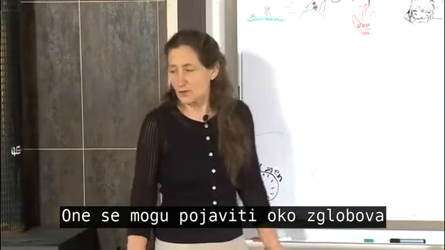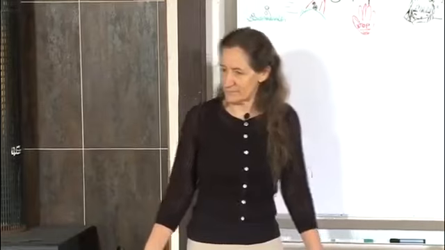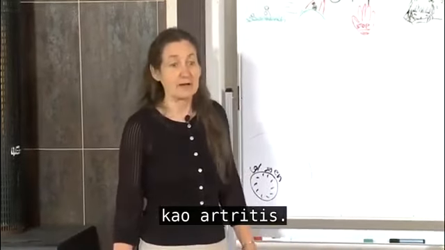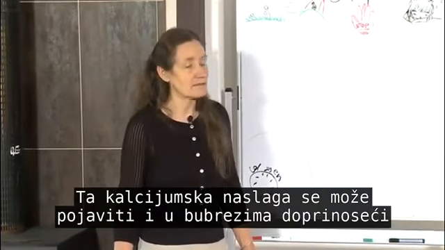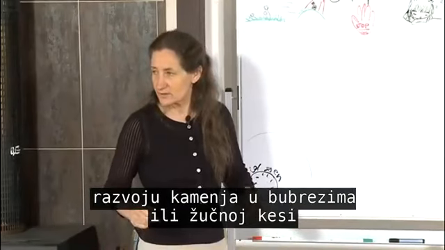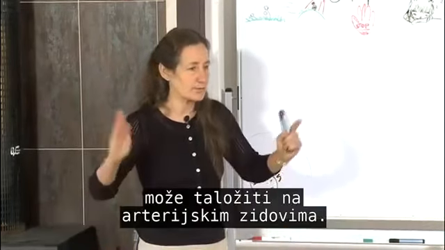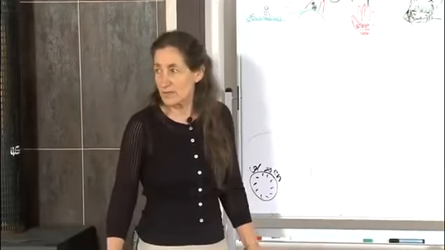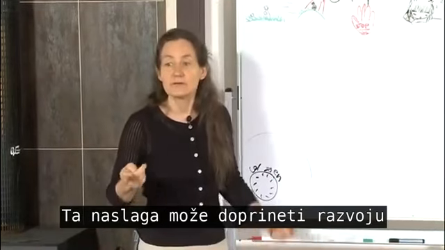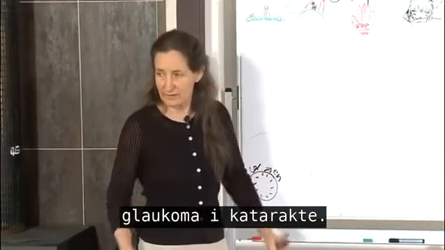It can settle in the joints as gout, as arthritis. It can settle in the kidneys, contributing to kidney stones, gallbladder, contributing to gallstones. It can contribute to build up on the arterial walls. It can contribute to glaucomas, cataracts.